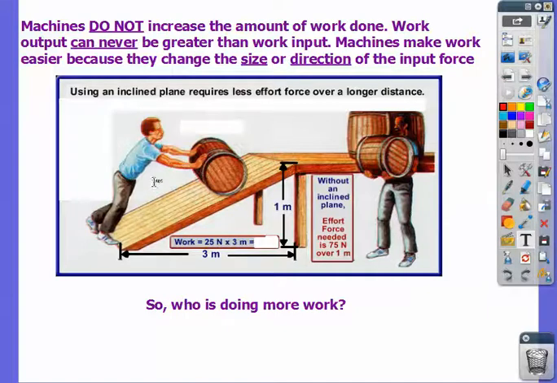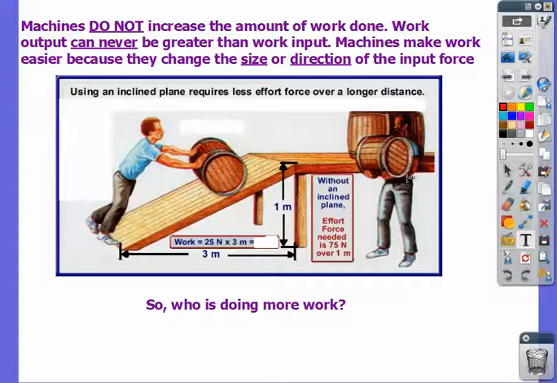So if we have this first gentleman here pushing a barrel up a ramp, he's pushing with a force of 25 newtons, and he's pushing over a distance, the length of the ramp, of 3 meters. This means he's doing 75 joules worth of work.